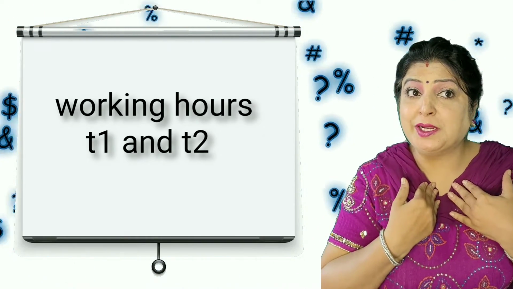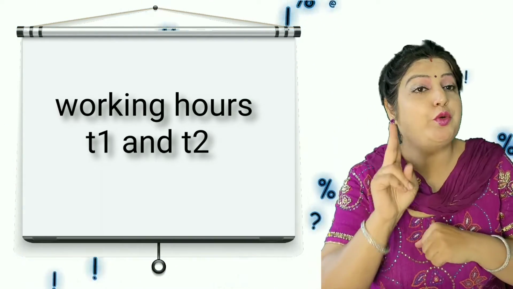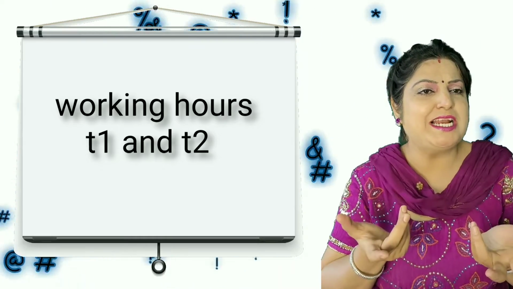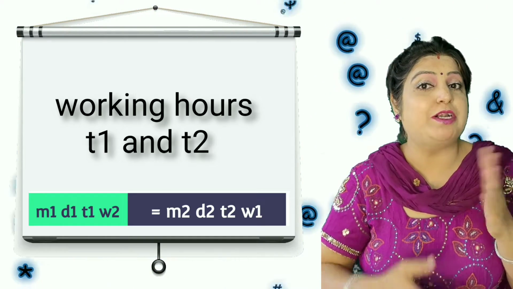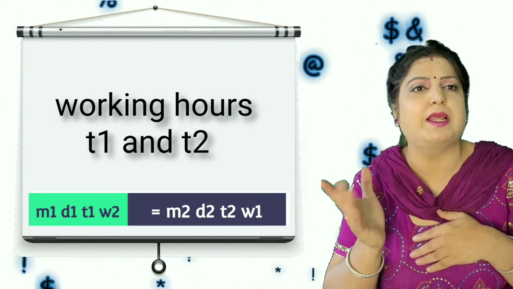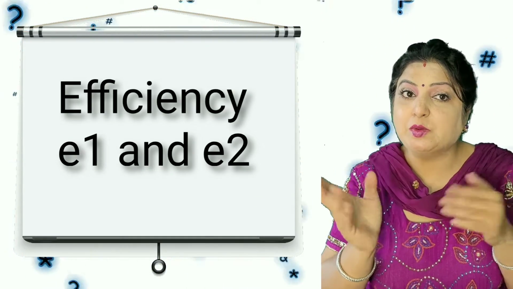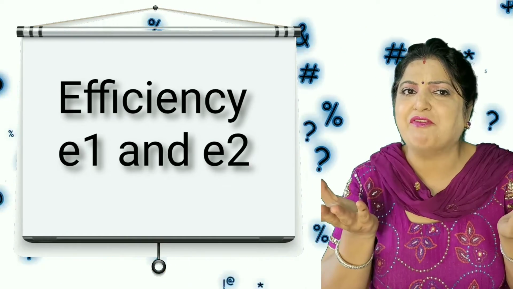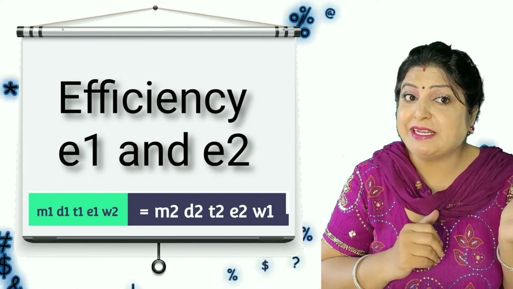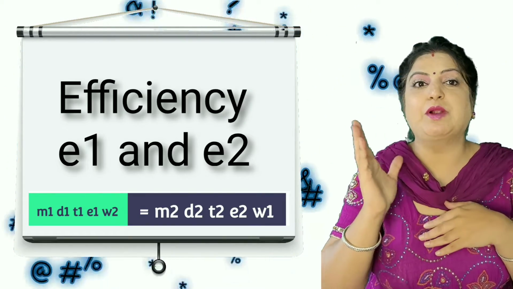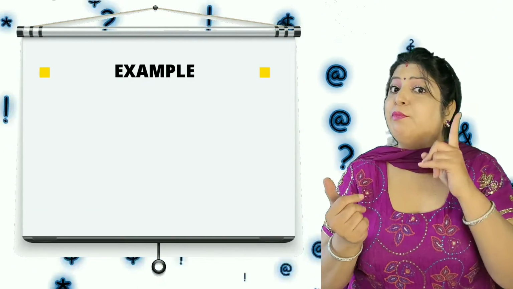If we include the working hours, say T1 and T2 for 2 groups, then what is the relationship? The relationship is M1 D1 T1 W2 equal to M2 D2 T2 W1. Again, if the efficiency, say E1 and E2 of persons in 2 groups is different, then what will be the relationship? The relationship is M1 D1 T1 E1 W2 equal to M2 D2 T2 E2 W1. Now let us see one more example.